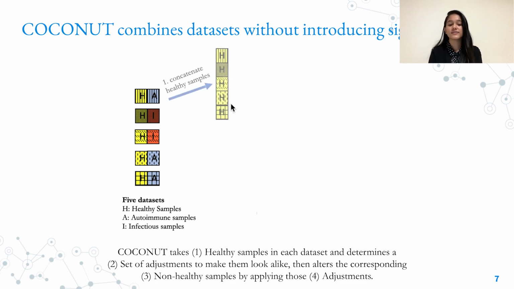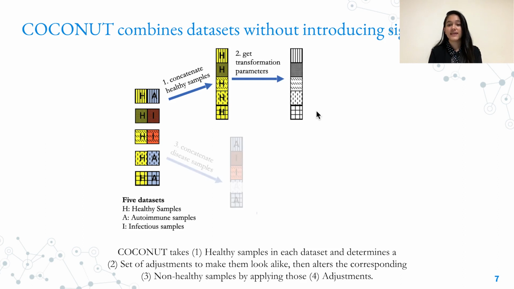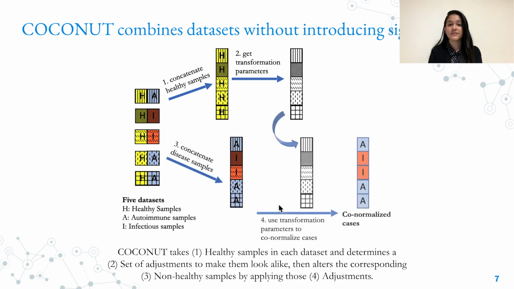COCONUT takes the healthy samples from each dataset and determines a set of statistical adjustments that allow them to be comparable. Then it takes these adjustments and applies them to the diseased parts of the datasets. This allows us to combine the datasets while maintaining the distance between healthy and disease.